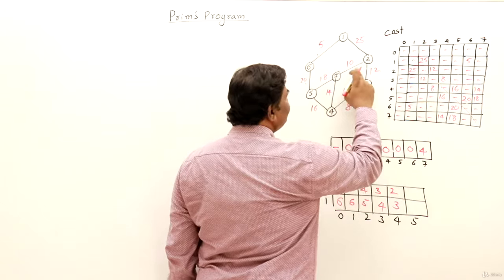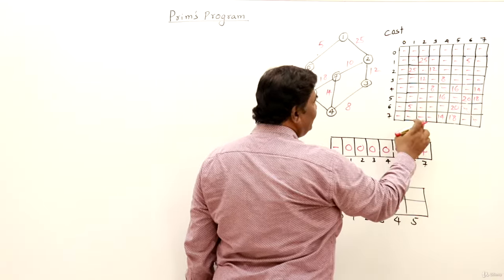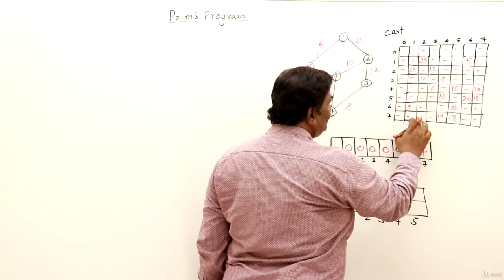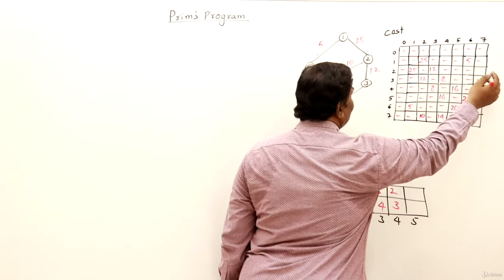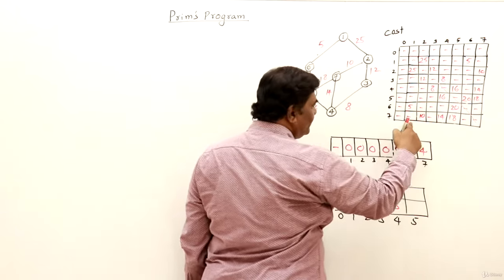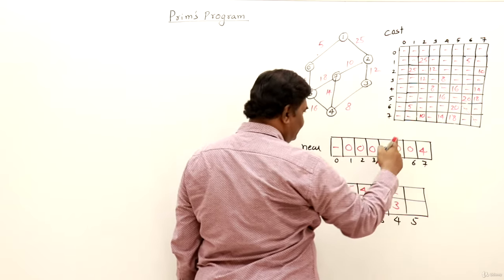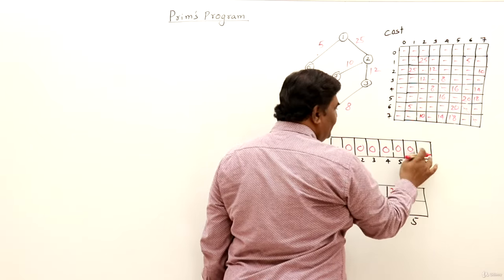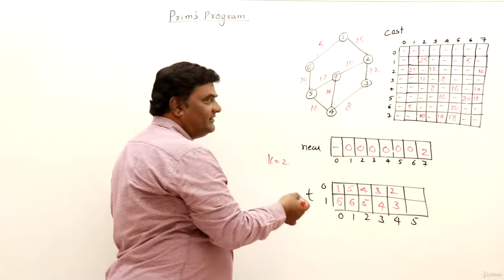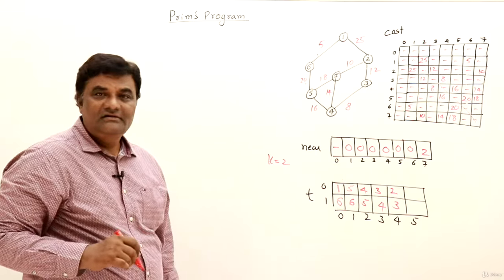Oh, I missed this one. 7 to 2 or 2 to 7 is 10. I did not mark this. So 7 to 2 is 10. So this should be 10. And 2 to 7 is also 10. So 7 to 2 is 10 and 7 to 4 is 18. Which is smaller? This one is smaller. Modify this one. Step is completed.